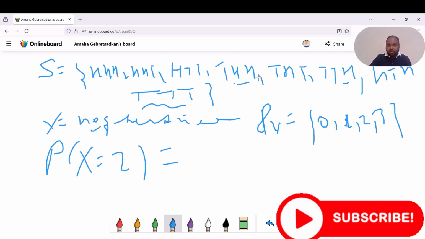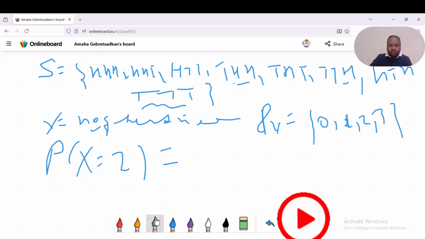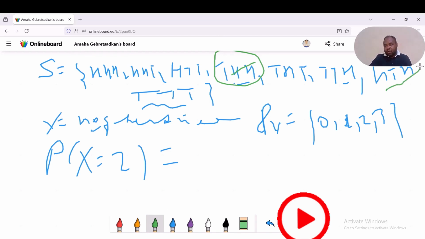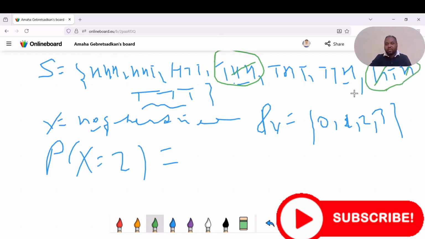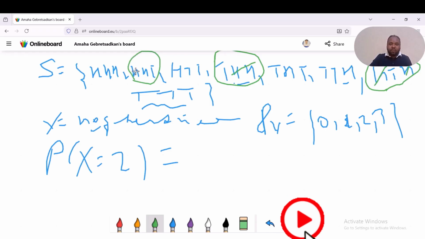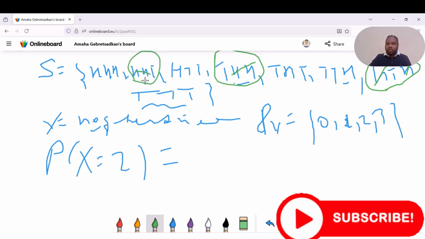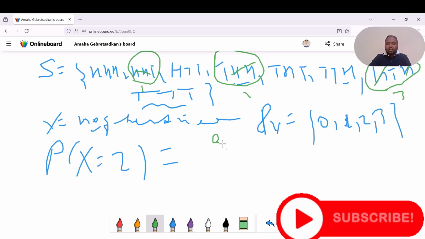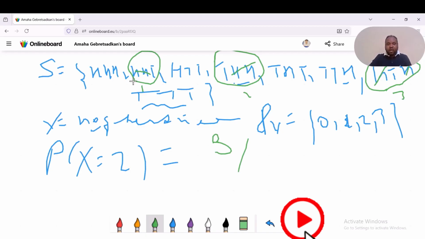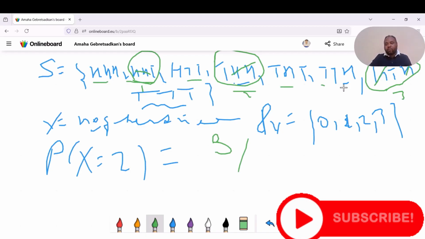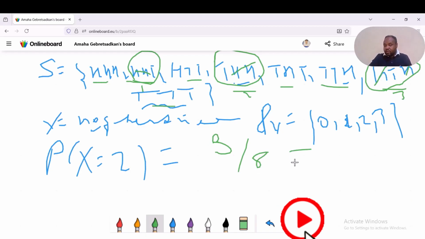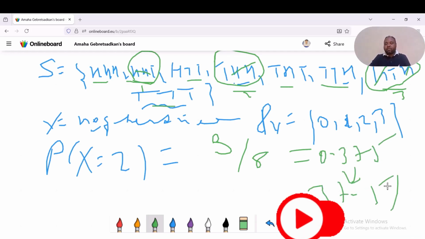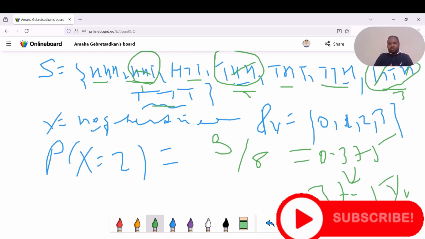How many outcomes are there? Here, THH, these are the 2 heads. From this one, 2 heads, H, H, right? From this, we do have HH, right? 2 heads. So one possible outcome with 2 heads, second, third. We do have 3 outcomes with 2 heads, divided by how many outcomes in total? 1, 2, 3, 4, 5, 6, 7, 8. This is nothing but 0.375. This can be changed into 37.5% of getting exactly 2 heads, right?